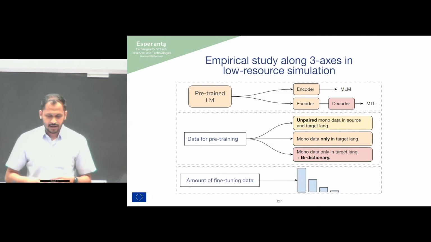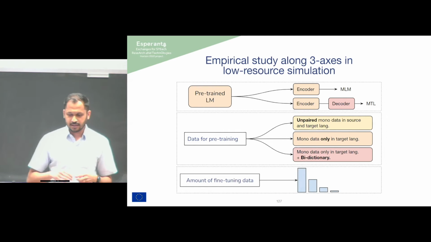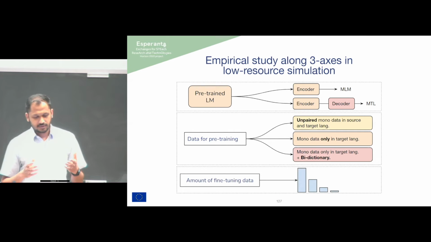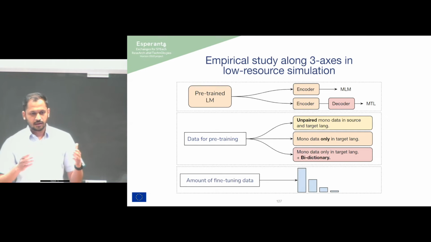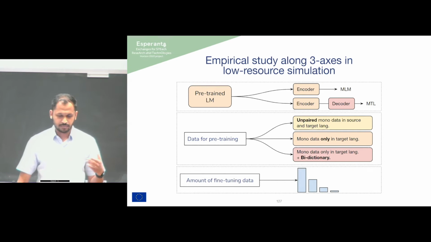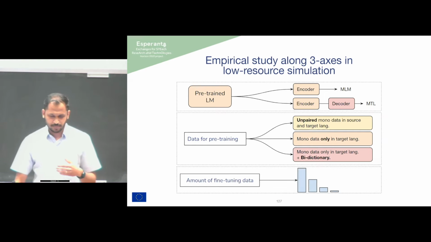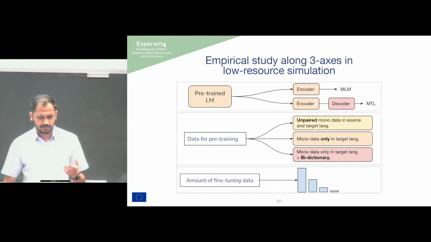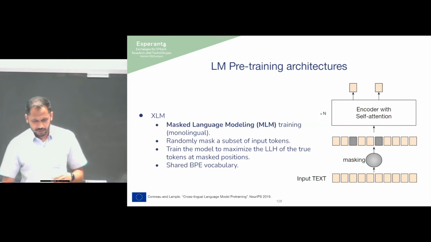And finally, the third axis is the amount of fine-tuning data, because this really affects the downstream performance. If you have a lot of fine-tuning data, we get less benefit from pre-training. If you have less fine-tuning data, we can see more benefit from having a pre-trained model. So we also do some analysis in this direction and quantify the benefit of pre-training at different amounts of fine-tuning data. So, a little overview of the pre-training architectures that we tried.